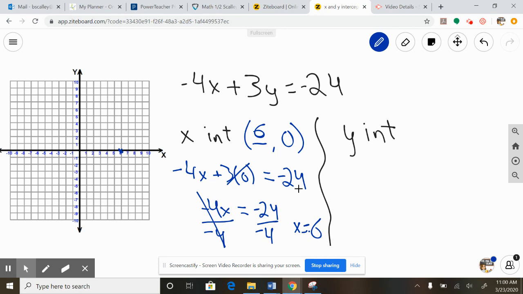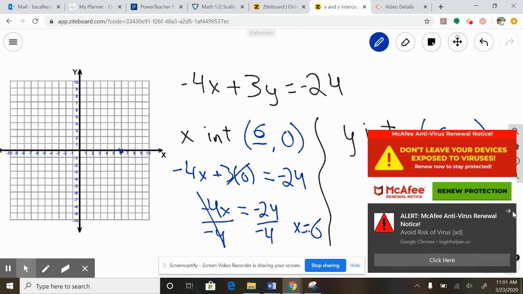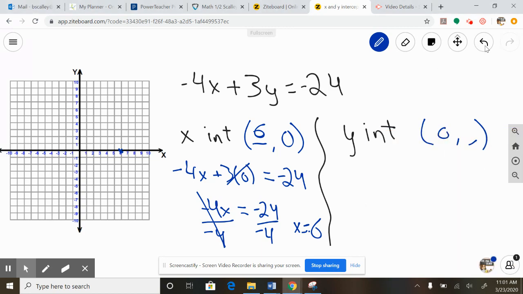Now y-intercept time. Remember, for the y-intercept, we plug 0 in for x. Because remember, all my y-intercept points, anything on the y-axis, is 0, 1, 0, 2, 0, 3, and so on. So it's always 0, something. And I have to figure out when x is 0, what's y.